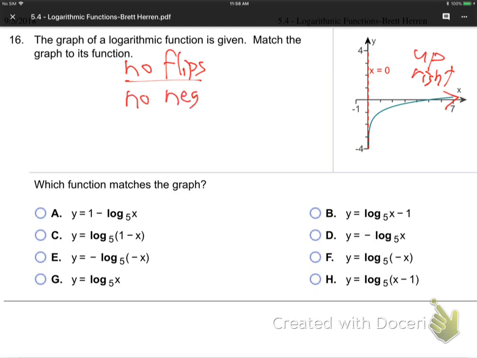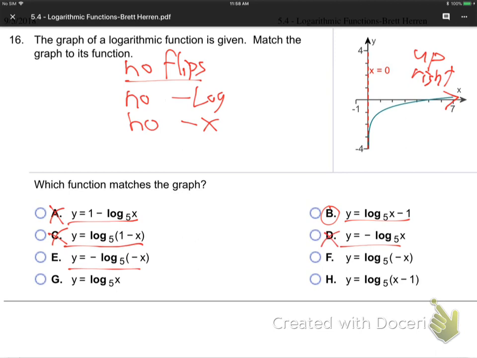No negative on the log. And no negative on x. Let's go through. Could it be A? Got a negative on log? No. Could it be B? Yeah. No, there's no negative on the log. There's no negative on the x. Could it be C? No, he's got a negative on the x. Could it be D? Negative on the log? No way. Could it be E? Negative on the log? No way. Could it be F? Negative on the x? No way. Could it be G? Yes. Could it be H? 3 yeses.